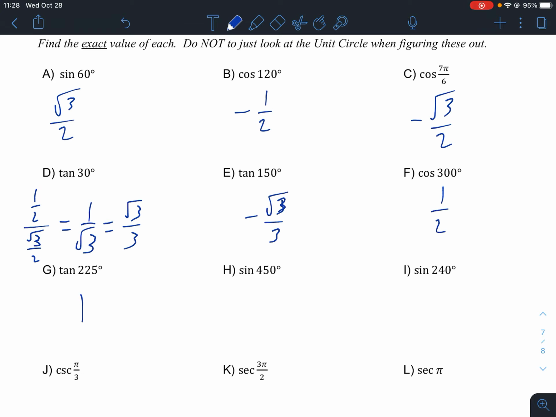Sine of 450, if we subtract 360 from that, we get sine 90. So this is basically asking what's the sine of 90. The y-coordinate of 90 is 1. Sine 240, the y-coordinate of 240, that's a 60-degree angle in the third quadrant. Negative root 3 over 2.